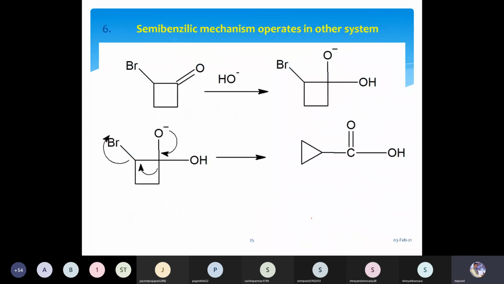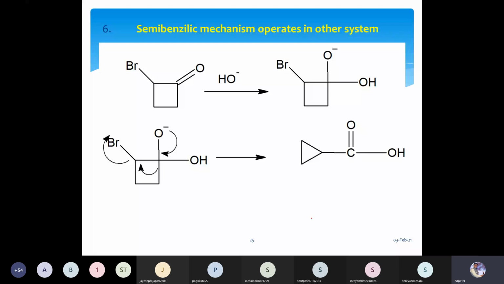The next feature of the Favorsky reaction is that we can call it a semi-benzylic mechanism operator. Previously in the syllabus, benzylic acid rearrangement was there, but it was removed.